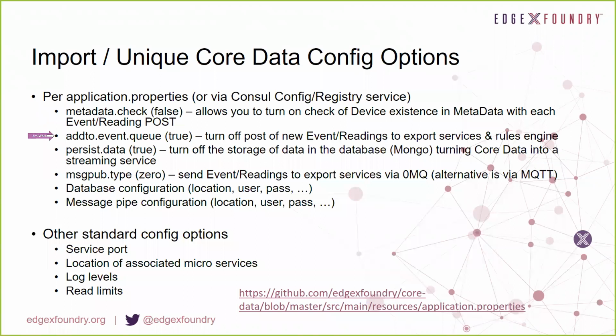There is an option to actually turn off the persistence of the data. If you so choose, you can say, do not store this information in Mongo. Instead, just allow the information to travel northbound through those message buses I mentioned. So essentially, you're streaming the data out of your devices and device sensors through core data all the way up to the northbound service. Now that has implications.